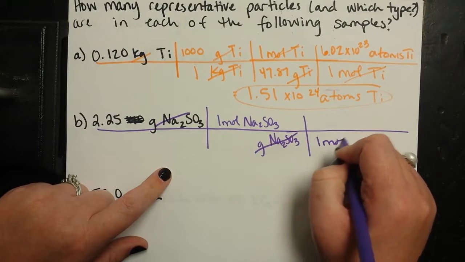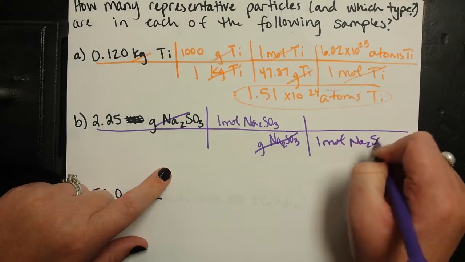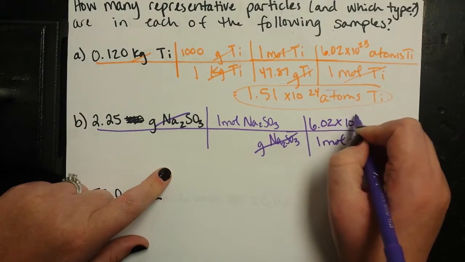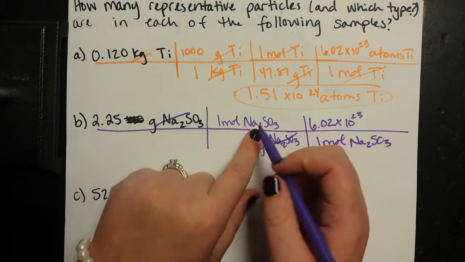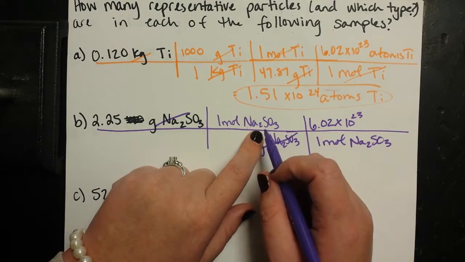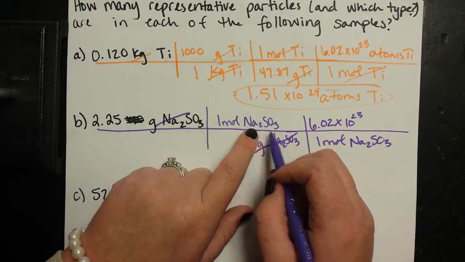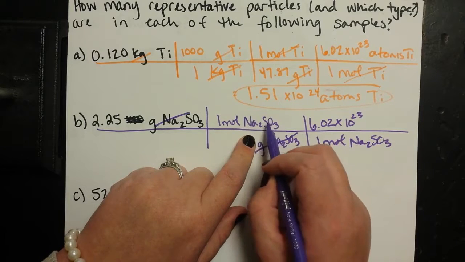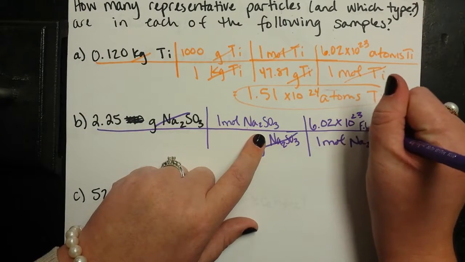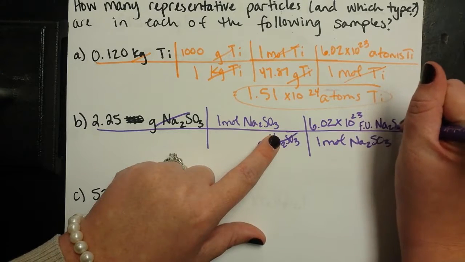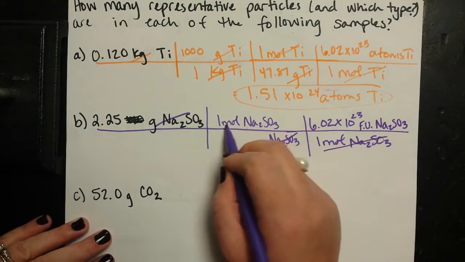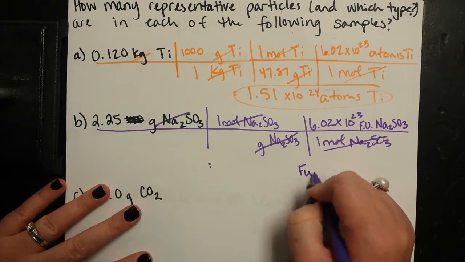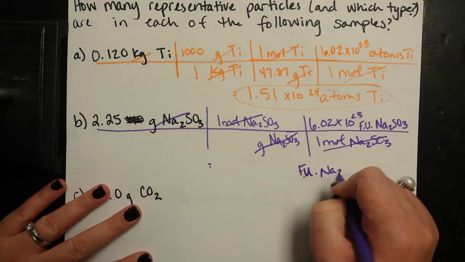So I'm going to have 1 mole of sodium sulfite on the bottom and Avogadro's number of particles. However, since we know the identity of our substance, we can use the correct type of representative particle. Sodium sulfite is an ionic compound. You've got a metal and a polyatomic ion, so we're going to have formula units as our representative particle. Here we'll cancel our moles, and then we'll end up with the formula units of sodium sulfite.